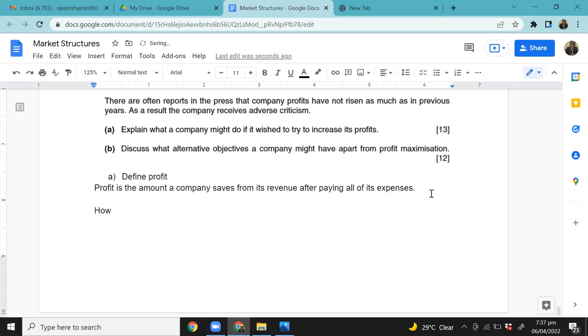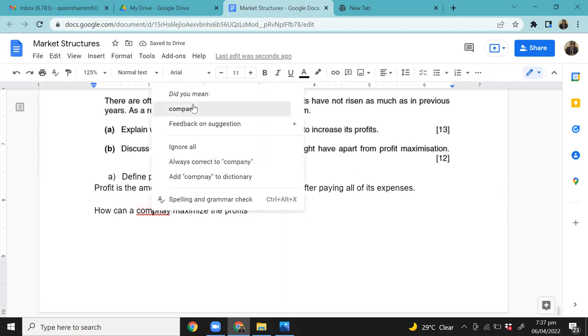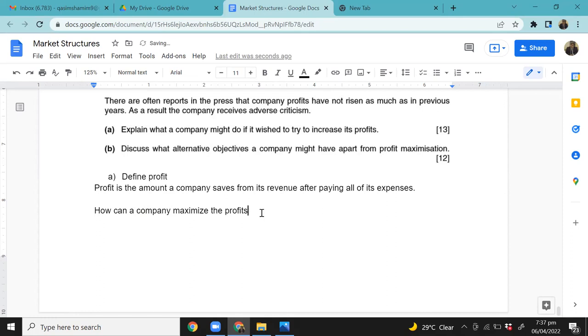Now, how can a company maximize its profit? That is what the question is asking you to tell. So what would you write in this question? How can a company maximize its profit, right? The idea is fairly simple. If a company wants to maximize its profit, it has to do two things. We're going to talk about productive and allocative efficiency. You will talk about productive efficiency. In fact, that's directly related to this question, but allocative efficiency is not directly related to this question. I'll explain how, right?